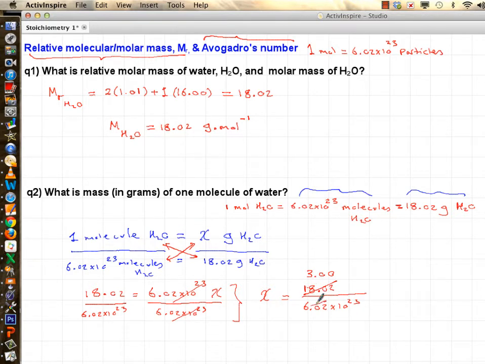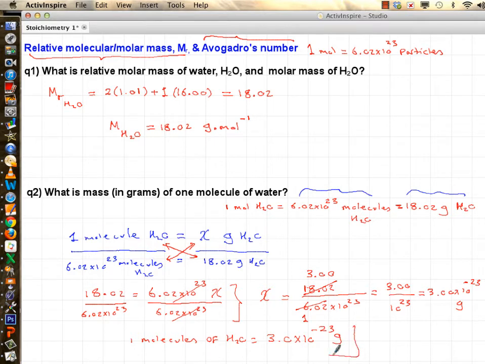So 18 has 3 sixes, the denominator becomes 1, so you have 3 divided by 10 to the power 23, and you can simply bring the exponent from the denominator to the numerator, just change its sign. So it's 3 times 10 to the minus 23. And what's the unit? The unit should be grams. So 1 molecule of water is equal to 3 times 10 to the minus 23 grams. So that's your final answer. Then again, try not to use calculators and simplify numbers.